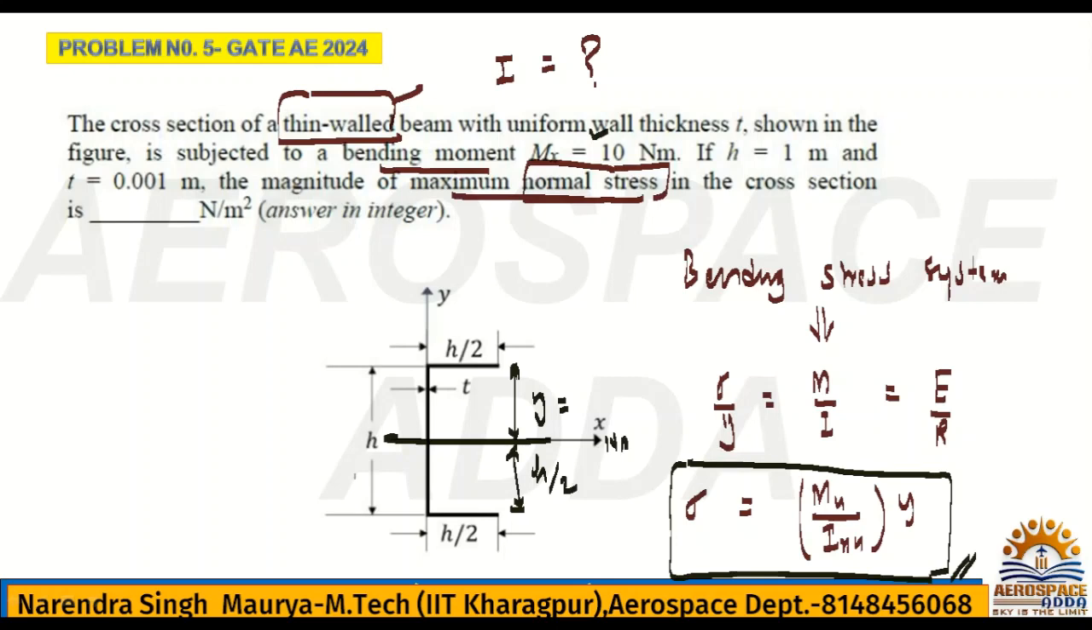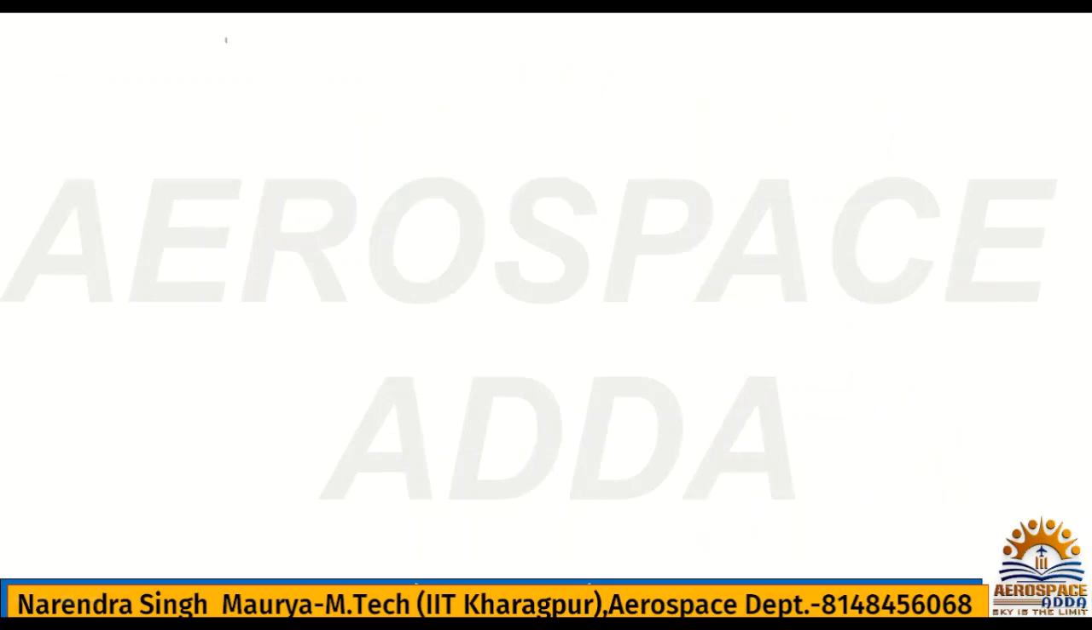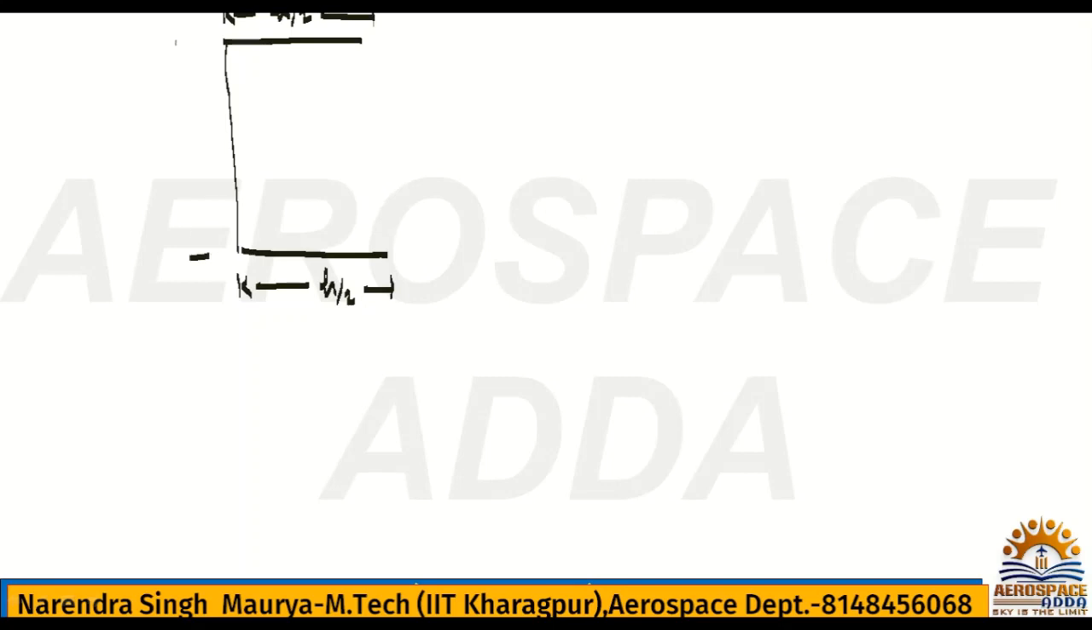Anyway, so we'll start this. What is our job first? Our job is to calculate Ixx now. Yes or no? So we'll draw this geometrical section one more time here. This is nothing but h by 2, this is also h by 2, and this is nothing but h. From the middle you just take this axis, obviously x.